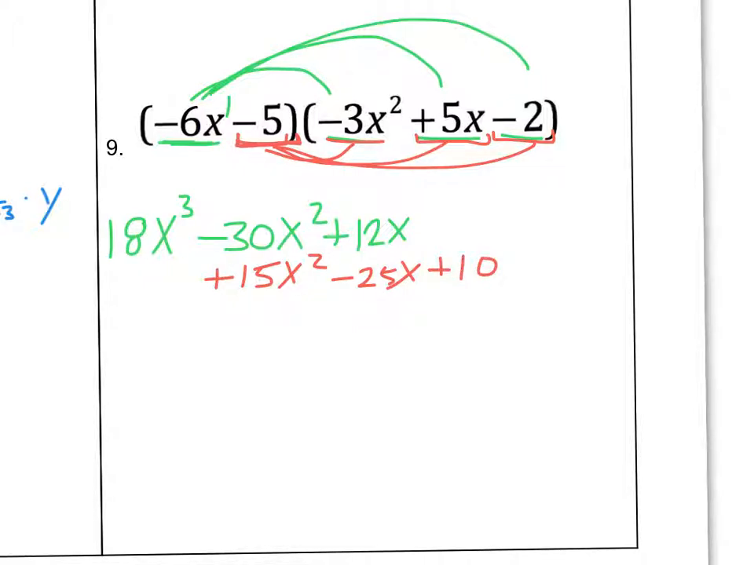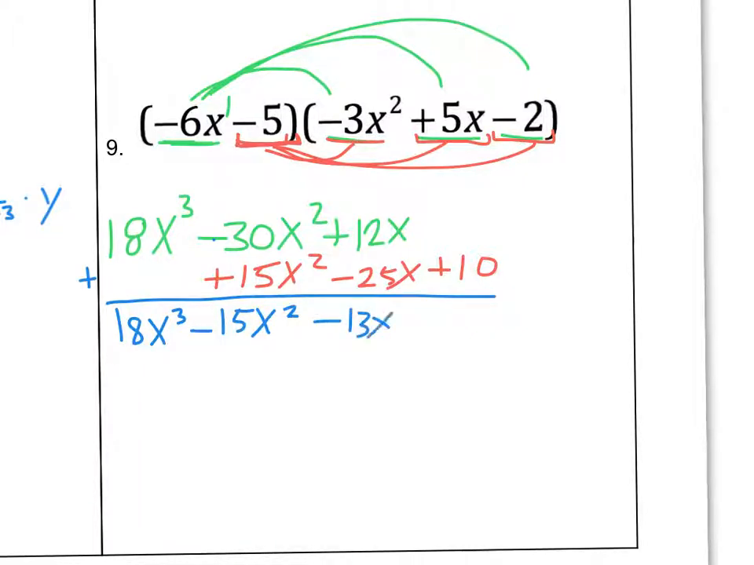I like lining these things up because it makes adding them together afterwards easier, because then I'm just adding down. So we get 18x to the third. Minus 30 plus 15 is minus 15x squared. Plus 12 and minus 25 is minus 13x. We get a plus 10 at the end.